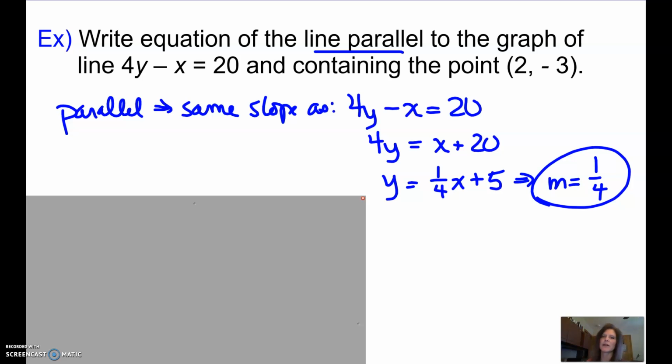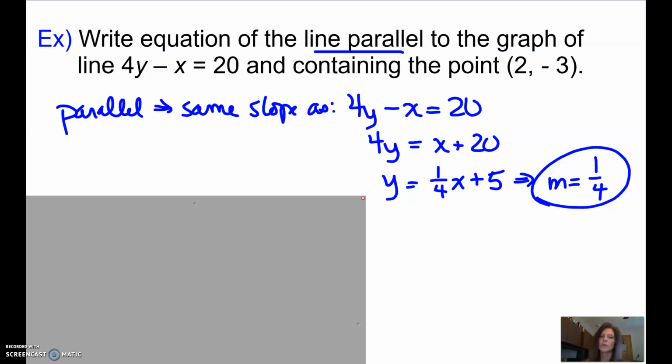Finding equations of lines that are parallel or perpendicular to a given line is really not that difficult. We just have to remember the special relationship of parallel lines having the same slope and perpendicular lines having negative reciprocal slopes. Let's take a look at this example.